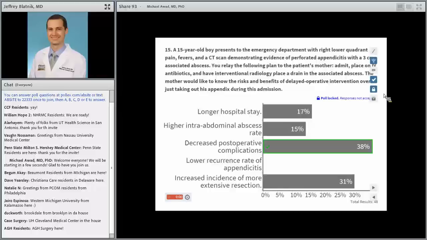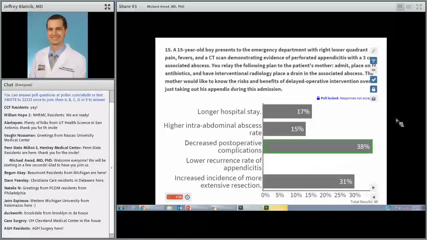The abscess rate is already there. You're already addressing it. The rate for recurrent appendicitis is negligible, and the increased incidence of more extensive resection is possible, again, depending on what the base of the appendix looks like and what you have to do. But overall, decreased postoperative complications is more likely to be seen in a delayed intervention such as this.